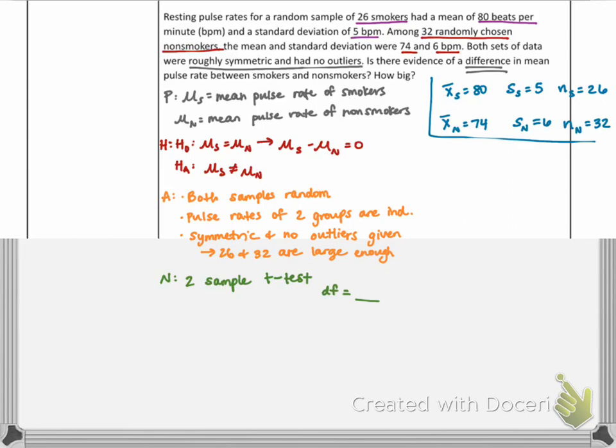I want you to grab a calculator or your simulator of a calculator, whatever you're using. You're going to press the stat button. You're going to go over to tests, and you're going to do number 4, which is a 2-sample t-test. You've got 2 options here. You've got data or stats. Now, usually we have 2 sets of data. This time I've got statistics. So for those statistics, you're going to highlight that stats option, and you're going to type all these numbers in. For my x1, I'm going to do 80, and then sx1, I'm going to do 5, and then n1, I'm going to do 26. And then I'm going to enter my numbers for my non-smokers underneath there. So 74, 6, and 32.